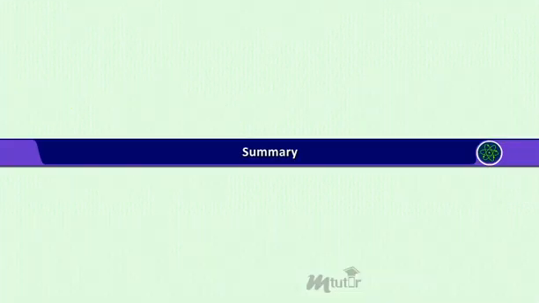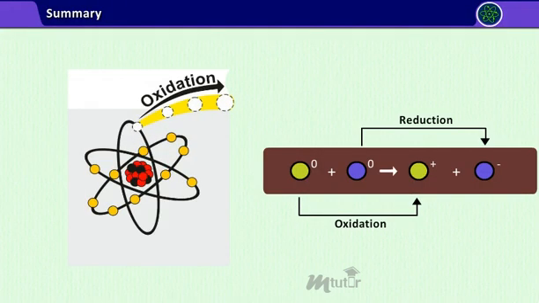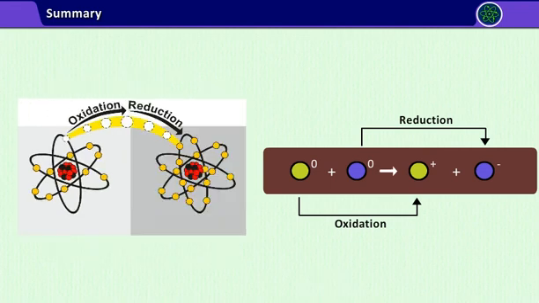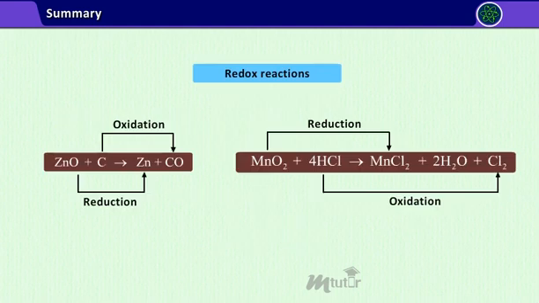Summary. In this video, you have learnt that oxidation is the loss of electrons during a reaction by a molecule, atom or ion. Then, we discussed the reduction reaction that occurs when there is a gain of electrons or when the oxidation state of an atom, molecule, or ion decreases. Next, we understood the concept of redox reactions, with an experiment, where a china dish containing about 1 gram of copper powder is heated. Finally, we discussed the redox reactions with a few examples.